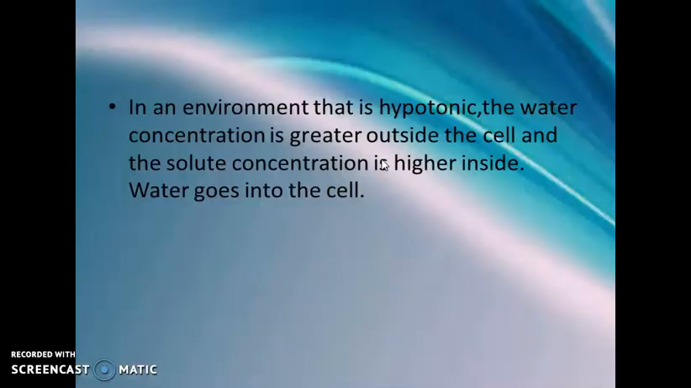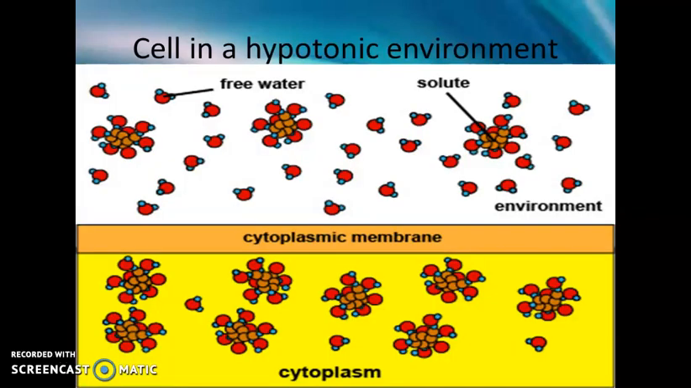What happens if the environment is hypotonic? The water concentration is greater outside and the solute concentration is higher inside. So there is a tendency for the movement of water molecules into the cell. This is the condition: water molecules are more in the outside compared to the solute concentration inside.